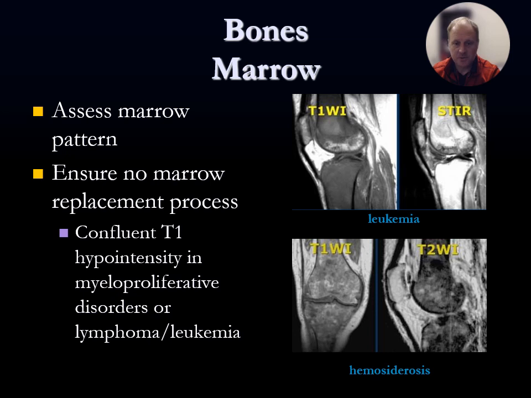Bone marrow is important to look at on your T1 and T2 weighted images. Make sure there's no confluent marrow abnormality that could be seen in things like leukemia, hemosiderosis, other lymphoproliferative disorders. This T1 weighted image just shows leukemia where the bone marrow is overall much too dark. Here's a hemosiderosis, where the bone marrow signal is also abnormal on T1 weighted images. It's heterogeneous and too dark as well.